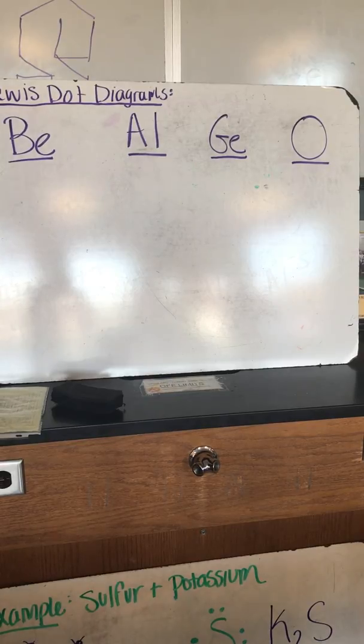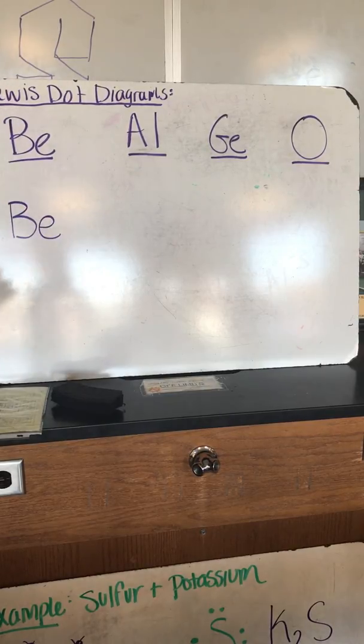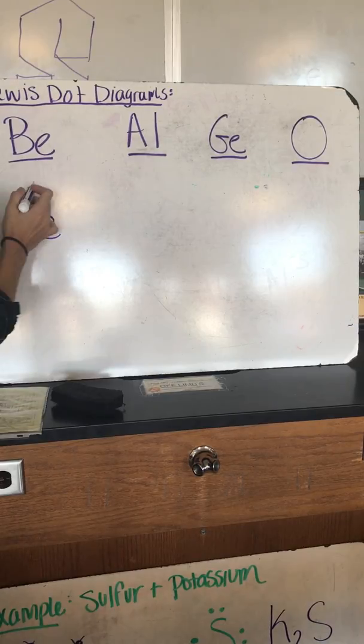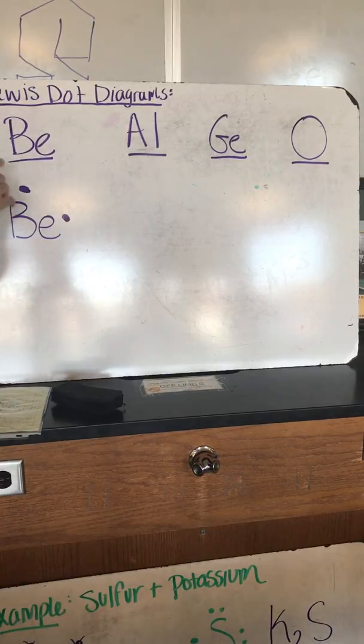So beryllium, if I find beryllium on my periodic table, beryllium is in group 2, and that means it has 2 valence electrons. The Lewis dot diagram is just representing the valence electrons, and the whole point of this objective is to prep us for getting ready to bond things. So beryllium looks like this. You always start at the top and work your way clockwise, just like you would do in your Bohr models. So beryllium has a Lewis dot model that looks like this.